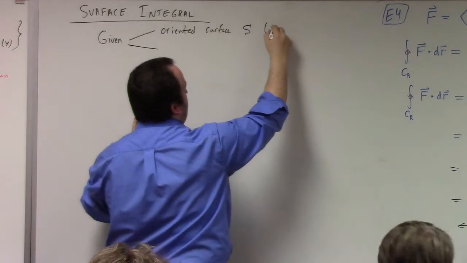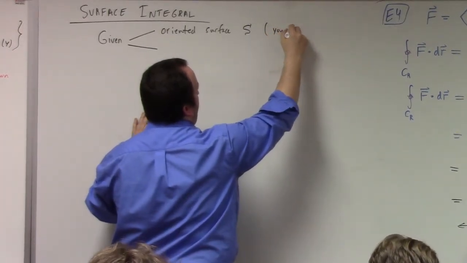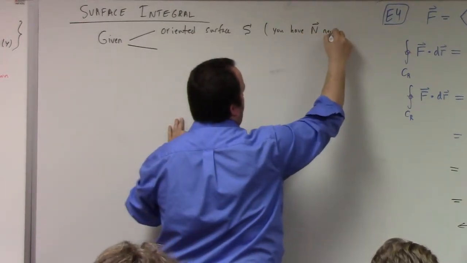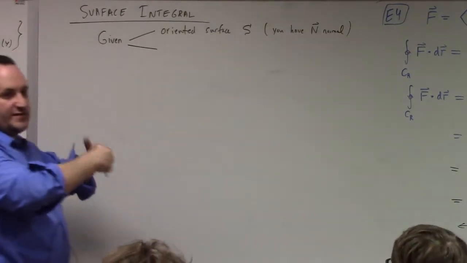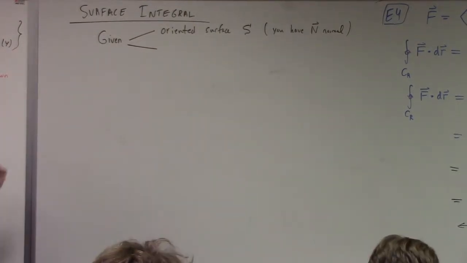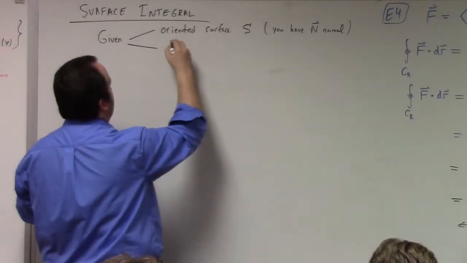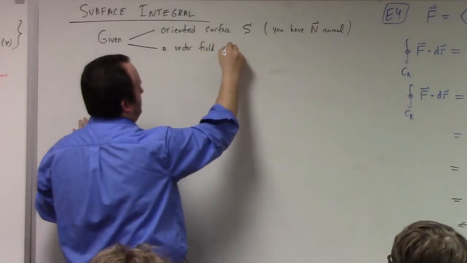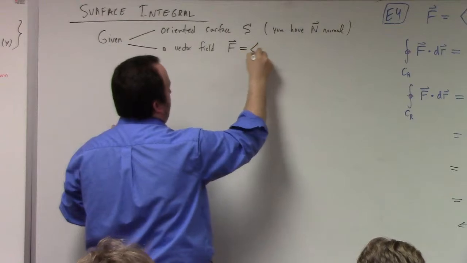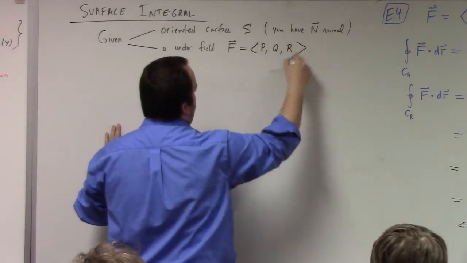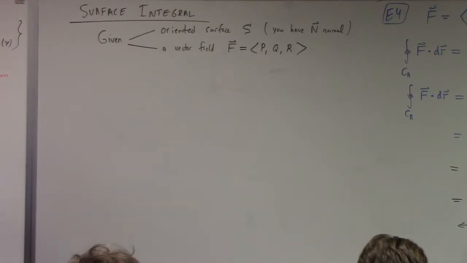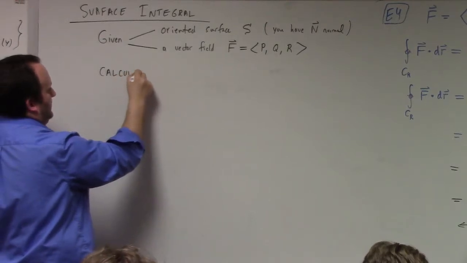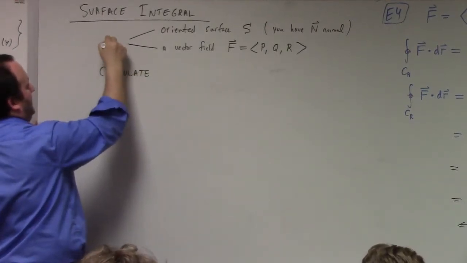Which means that you have a normal to S. You have a sense of which direction's up, or at least out for your surface. And you're also given a vector field F. If you like, we could do P, Q, R, but I don't usually do that much here. All right. Your goal, you calculate. So that's the input. In, out.